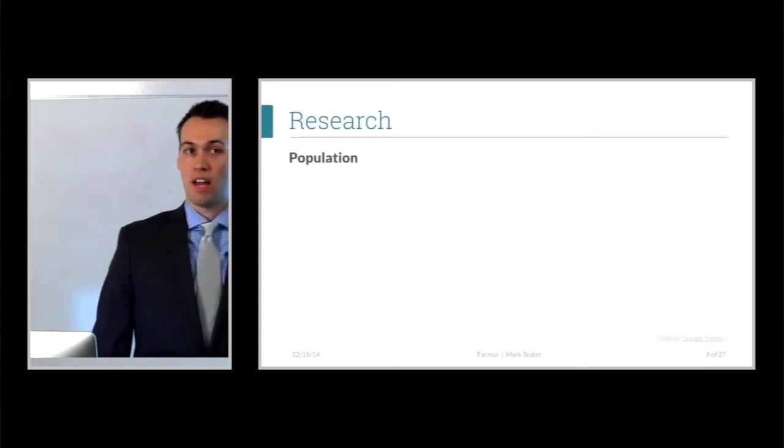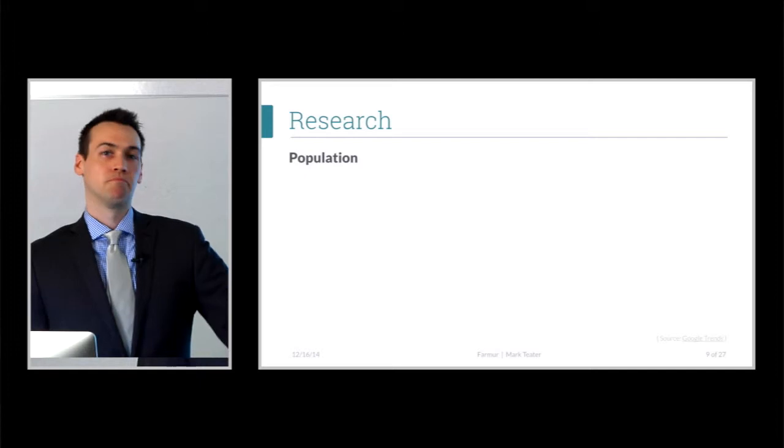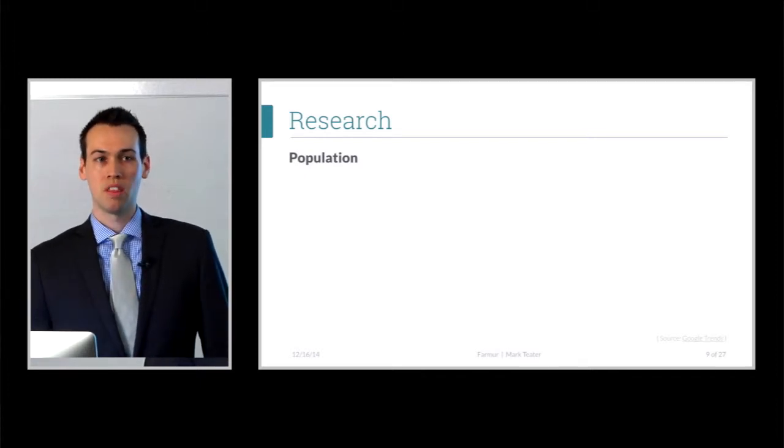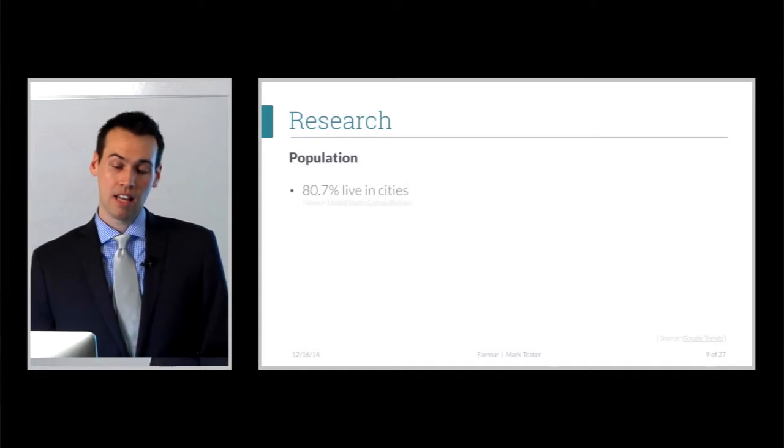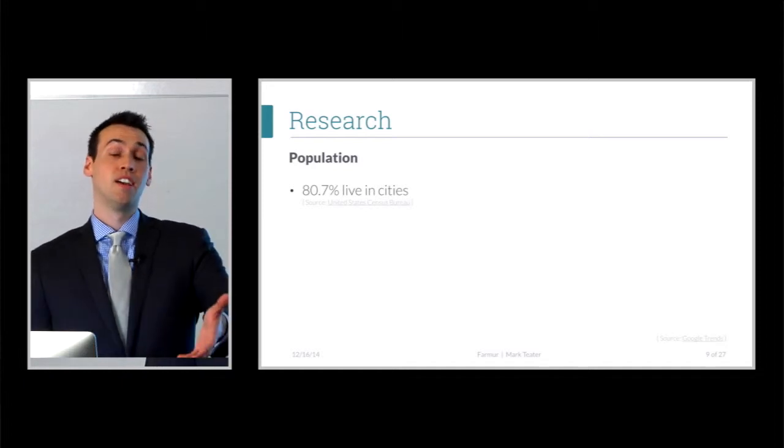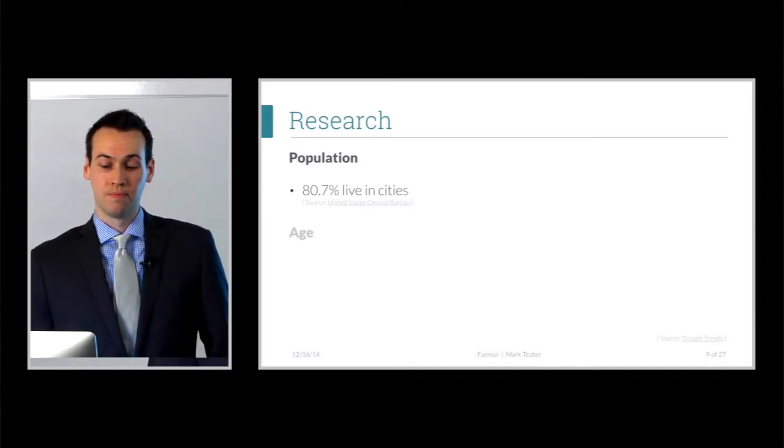To start this off, I researched a lot. Farmur went through a lot of research, and one of the interesting things that I learned was about the population, which I think a lot of people know, but 80.7% of people in the United States live in a city or an urban environment. Chances are you live in an urban environment.